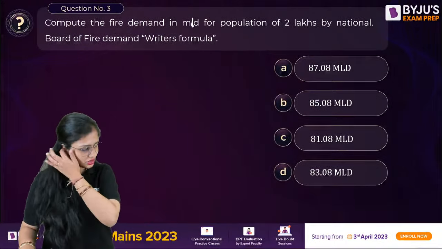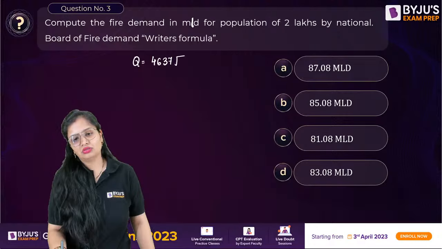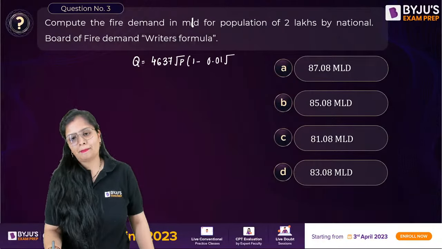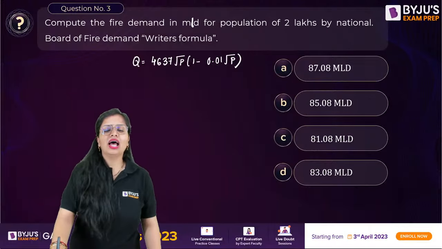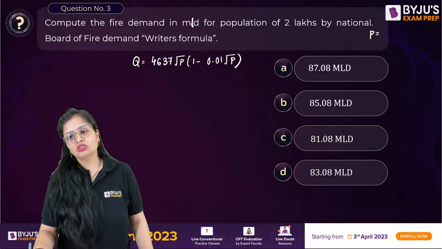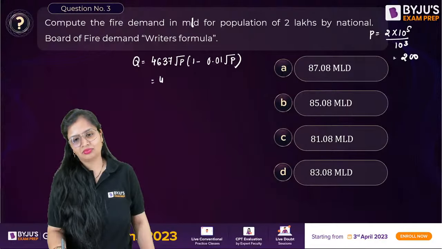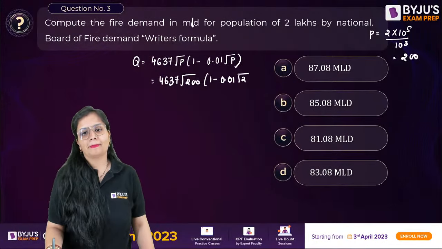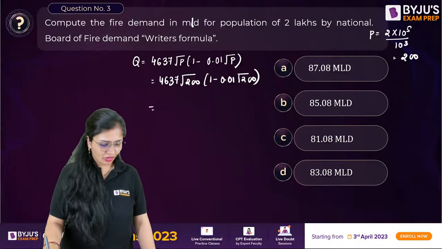So what is the formula? This formula, and P is the population in thousands, which you guys already know. So when it is 2 lakhs, you won't be substituting 2 lakhs. You will divide by 10 raised to power 3, so this will be 200. Okay. Tell me what answer you are getting.